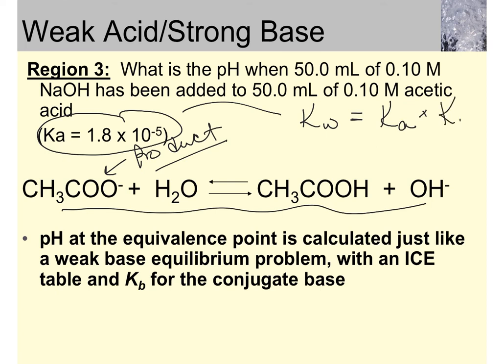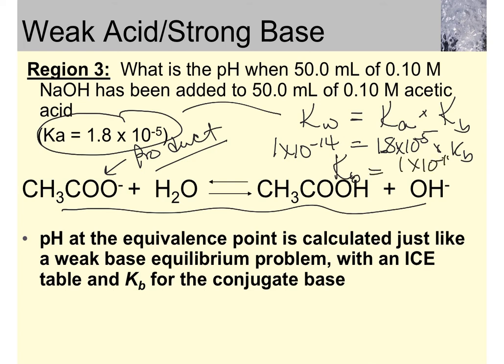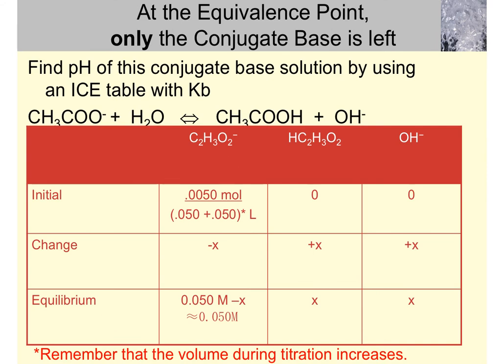So Kw is Ka times Kb. All right, so Kb then is simply 1 times 10 to the minus 14, Kw, divided by Ka. And so we will need to use that in the ice table. So here's the ice table.